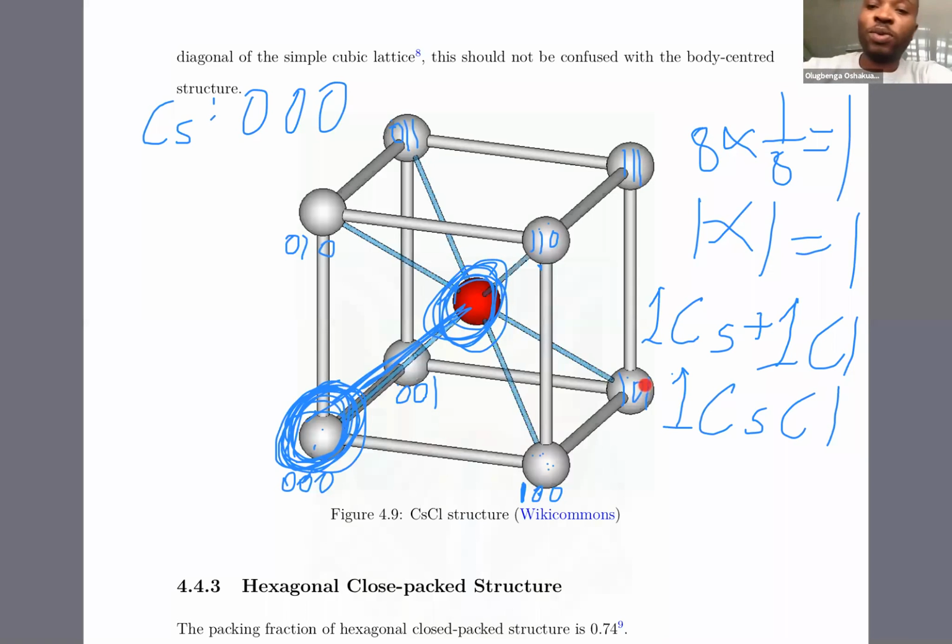So we were doing something earlier. The address of cesium here can be said to be 0, 0, 0, while the address of chlorine can easily be described as half, half, half. So the cesium chloride structure is a simple cubic, not body-centered. It's a simple cubic. If you have any question, please unmute yourself and speak up.